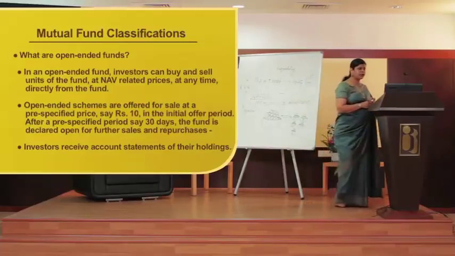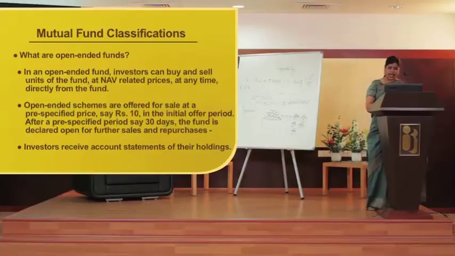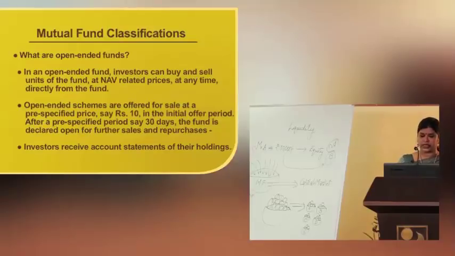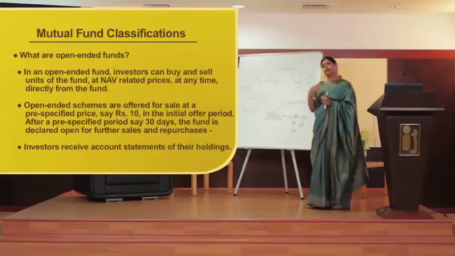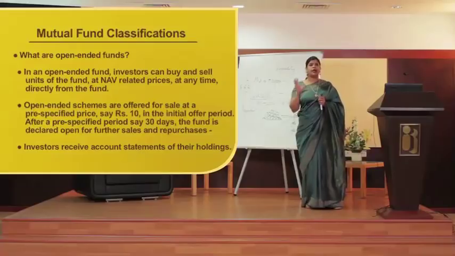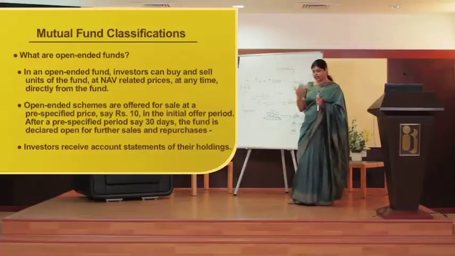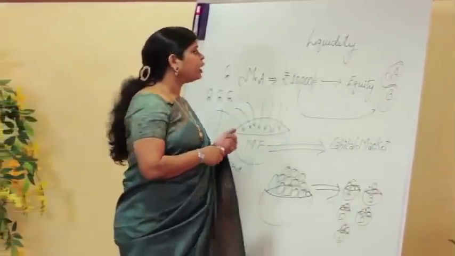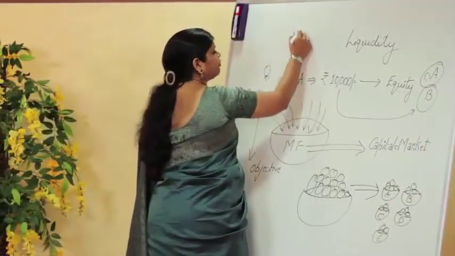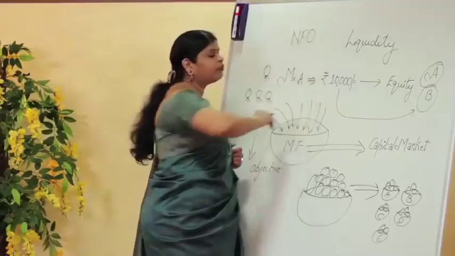So giving an example, open-ended schemes are offered for sale at a pre-specified price, say rupees 10, in the initial offer period. After a pre-specified period, say 30 days, the fund is declared open for further sales and purchases. So there is flexibility wherein the purchases and sales can happen for a fund which had just been initiated or brought into the market through an NFO. Now what do you mean by NFO, friends? NFO stands for new fund offer.